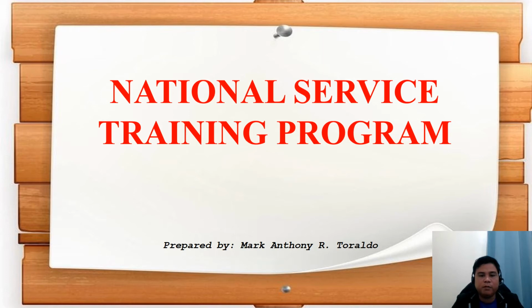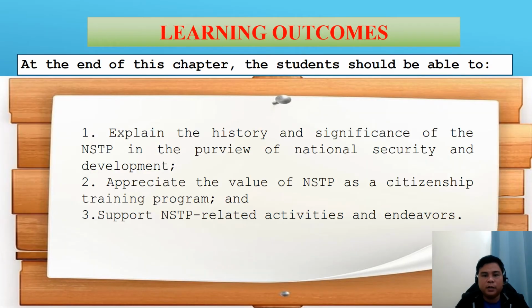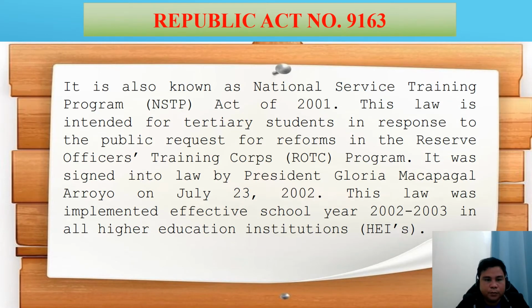National Service Training Program. Learning Outcomes. At the end of this chapter, the student should be able to: 1. Explain the history and significance of the NSTP in the purview of national security and development. 2. Appreciate the value of NSTP as a citizenship training program. And the last, number 3, support NSTP-related activities and endeavors.